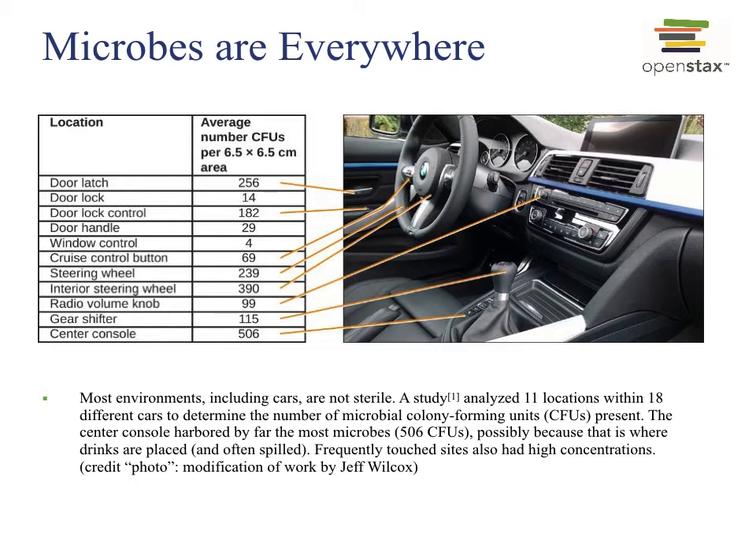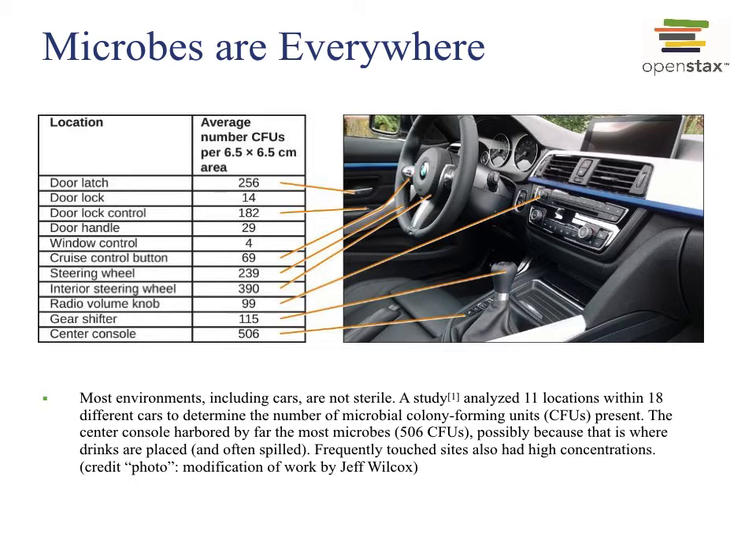Just using swabbing, they identified the number of microbes per centimeter of a car surface, and they looked, and not surprisingly, areas that people interact with a lot had a lot of microbes. The steering wheel, the door latch, the door lock. Microbes are in a lot of places. And even areas that we don't interact with, there's still lots of microbes growing there.